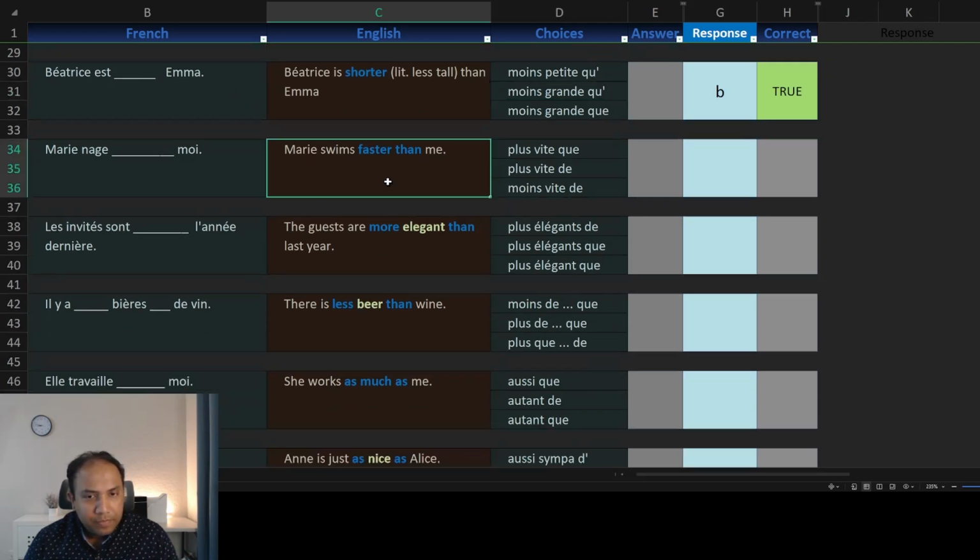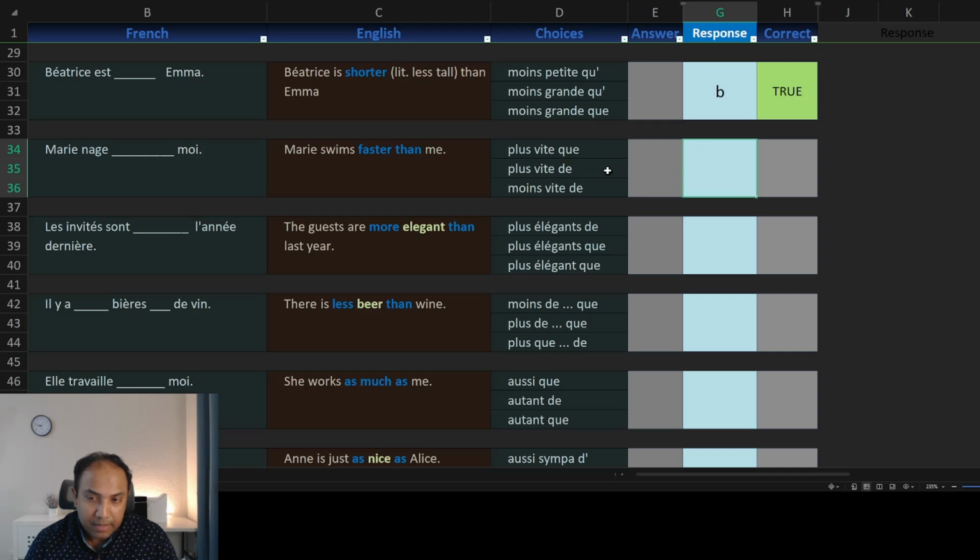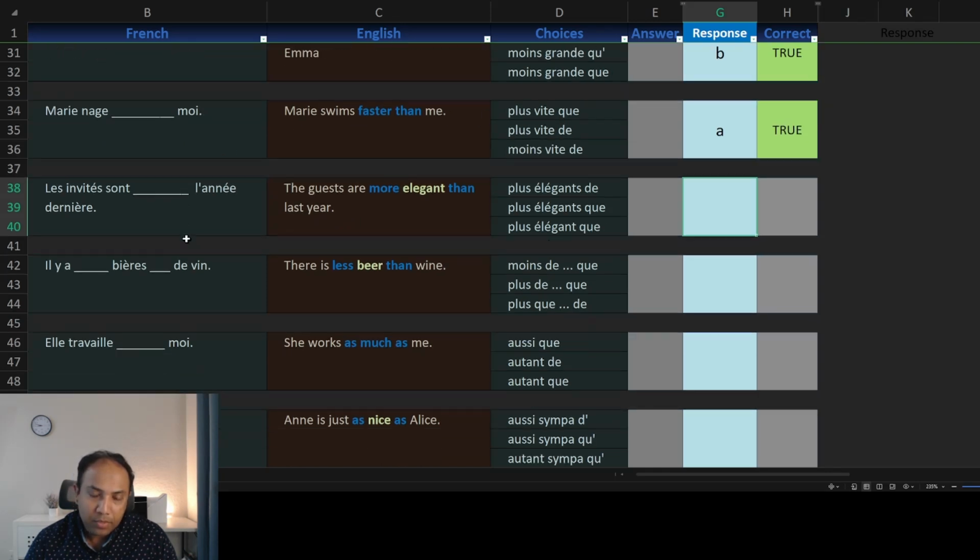Next one. Marie swims faster than me. In this case, it's a verb, right? So plus vite que is going to be my answer. It's not de, and moins vite doesn't make sense. So I'm going to go with A. So, Marie nage plus vite que moi. Sorry, I keep saying que, but it's plus vite que.